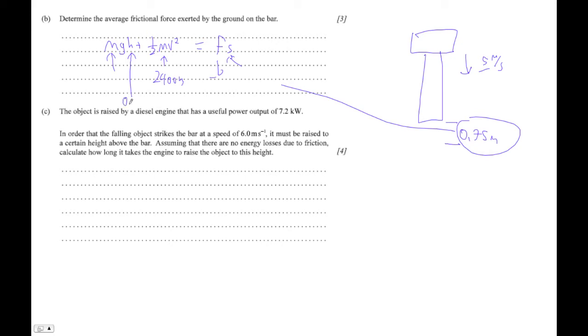I got this wrong. So 0.75 meters, right? And then we know that this is our 5 meters per second, right? Okay.